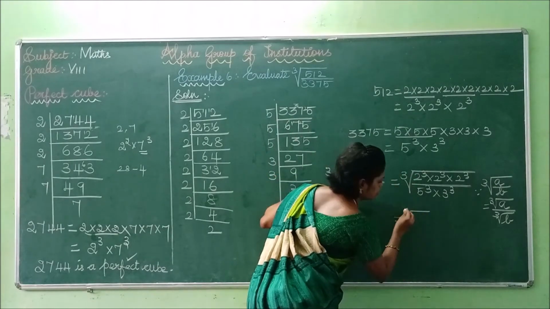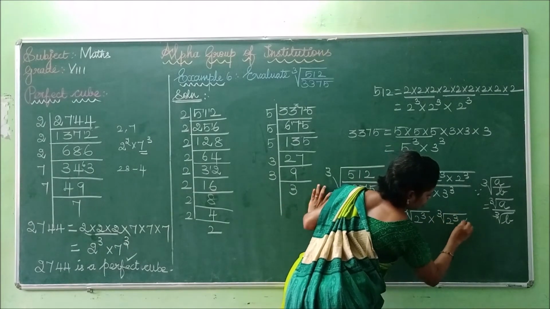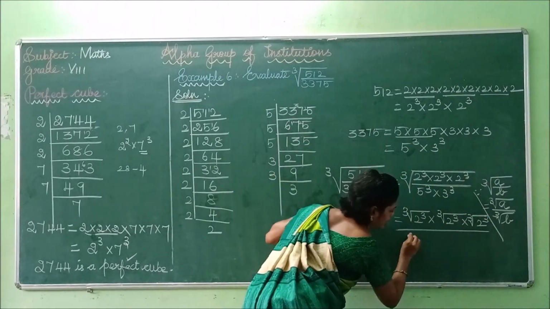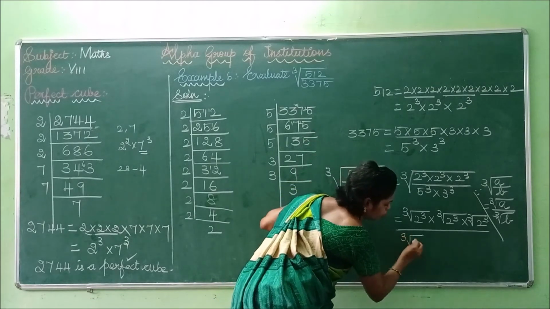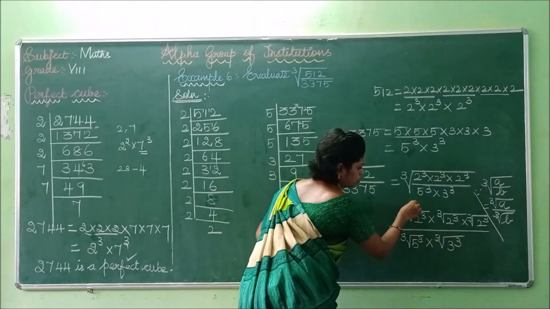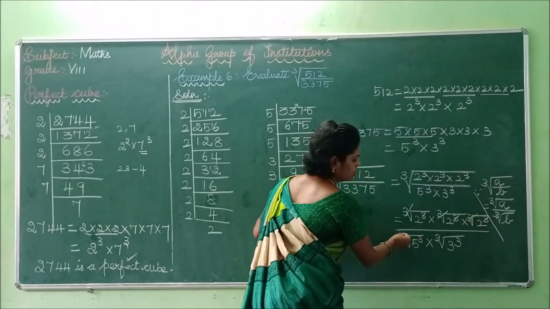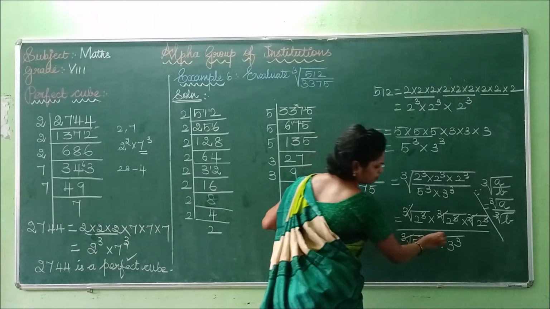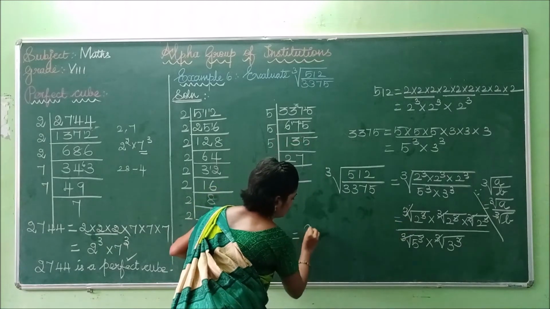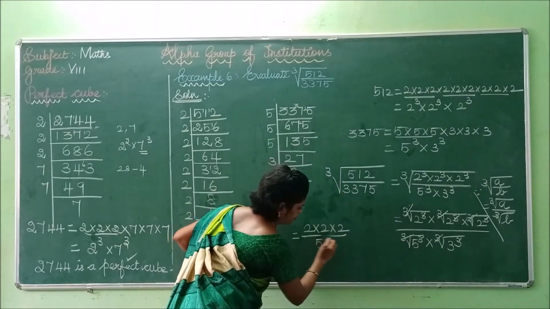So the result is cube root of 2 cube into cube root of 2 cube into cube root of 2 cube divided by, so again in the denominator also you can split and write cube root of 5 cube into cube root of 3 cube. So this cube root and cube will be cancelled, this cube root cube will be cancelled, this cube root cube will be cancelled. Similarly in the denominator also cube root cube, cube root cube. So what are the remaining values I am writing here? So remaining values are 2 into 2 into 2 divided by 5 into 3.